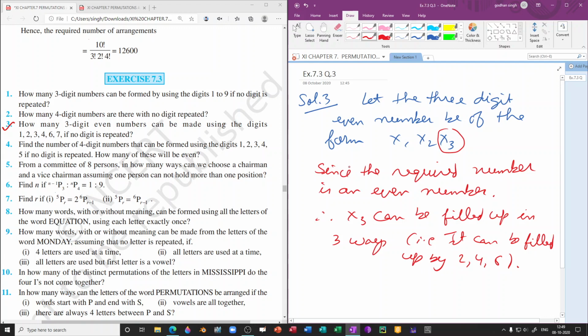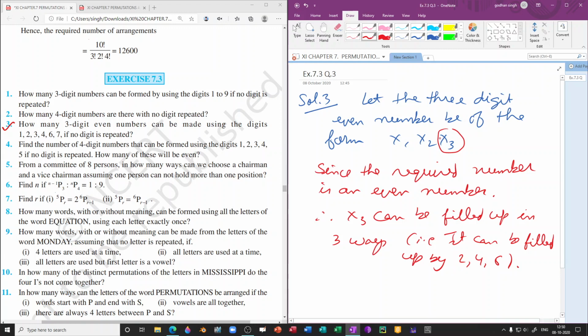And first of all, we'll fill only x3. Why? Because repetition is not allowed. Suppose we have utilized the numbers 2, 4, 6 in x1, x2 only, then for x3 we'll have only one way. So that is why first of all we'll fill up x3 so that it becomes an even number, because only an even number is required by us. We cannot put any digit in x3 other than 2, 4 and 6.